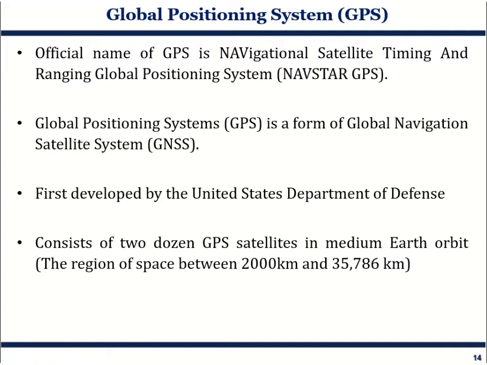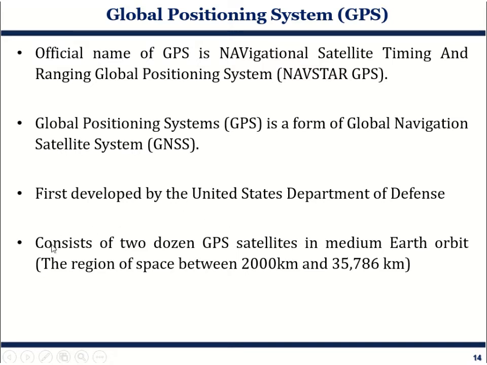Now officially the Global Positioning System was given a different name, which was Navstar GPS, and this name came from Navigational Satellite Timing and Ranging Global Positioning System. So initially we had Navstar GPS, which later on was modified and known as Global Positioning System in the form of Global Navigation Satellite System. It was first developed by the United States Department of Defense.